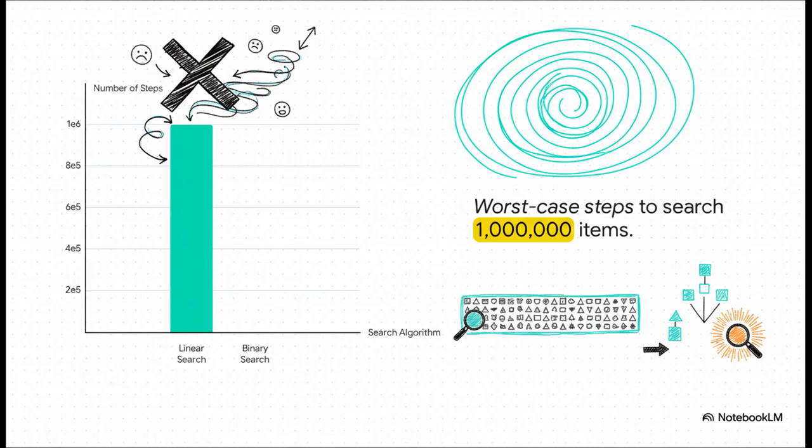Now guess how many steps binary search takes in the worst case? A maximum of about 20. No, that is not a typo. 20 steps versus 1,000,000. This is why binary search is so fundamental to high-performance computing.